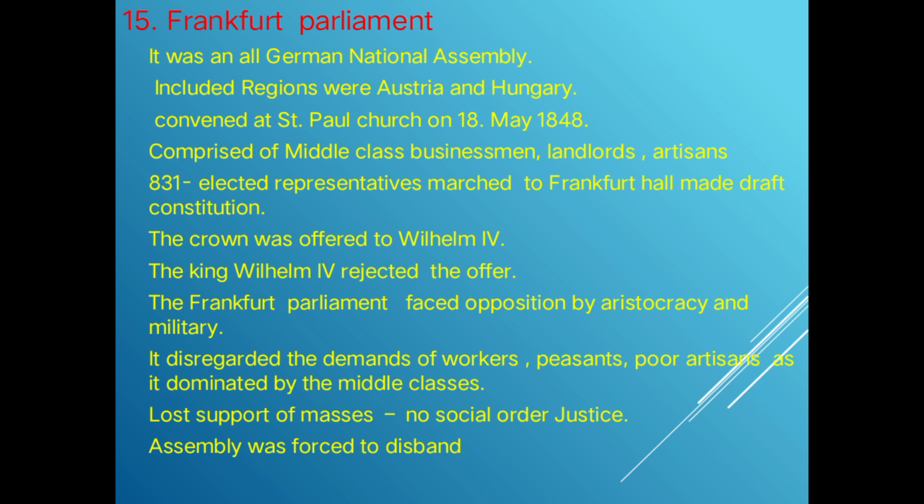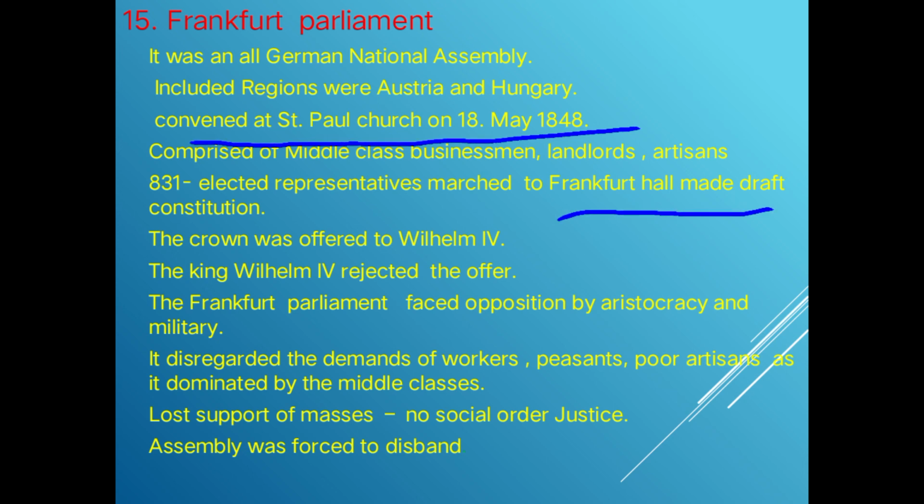The Frankfurt Parliament. Here, the first attempt was made to make a constitution. It was the All German National Assembly. Here, the unification attempt was made, and the meeting was convened at St. Paul Church on the 18th of May 1848. It comprised middle class businessmen, landlords, and artisans. Almost 831 elected representatives marched into this hall, and they made the draft constitution.